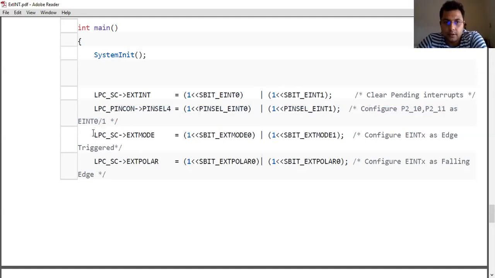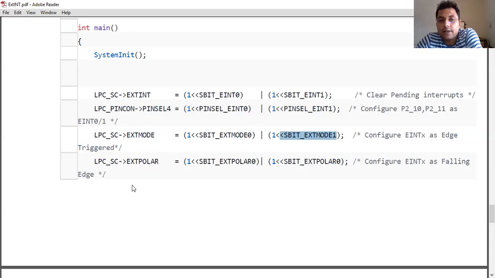Here we are configuring the pins, already we have configured it. So here we are defining the mode. Our idea is to make it edge triggered. So 0 means level triggered, 1 means edge triggered. So 0 times we have shifted for external interrupt 0, and 1 we have shifted 1 time to make the external interrupt 1 as edge triggered.